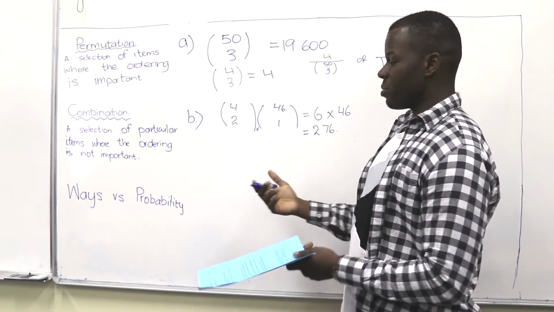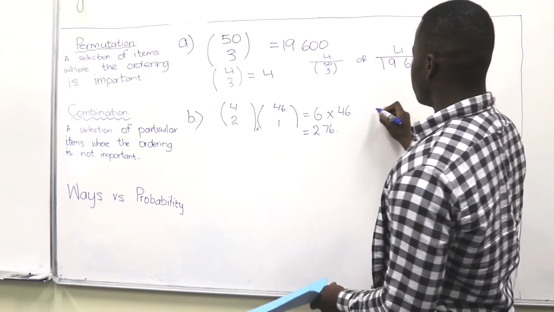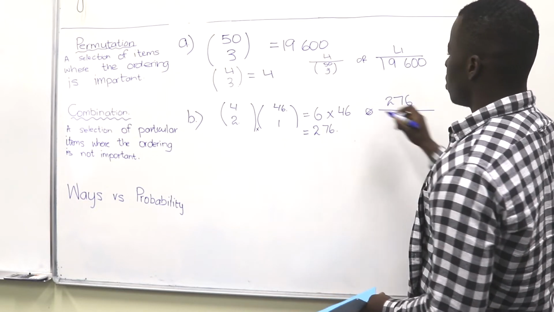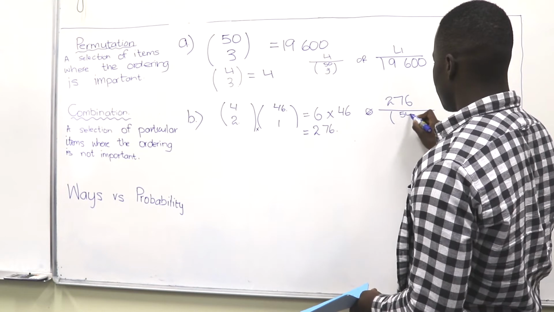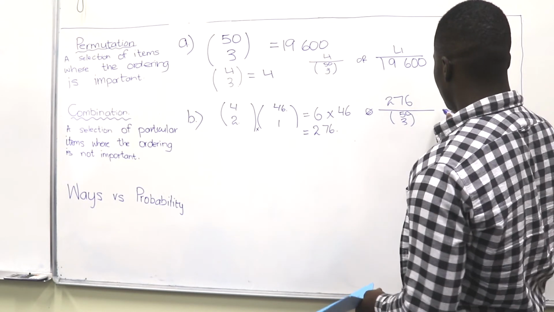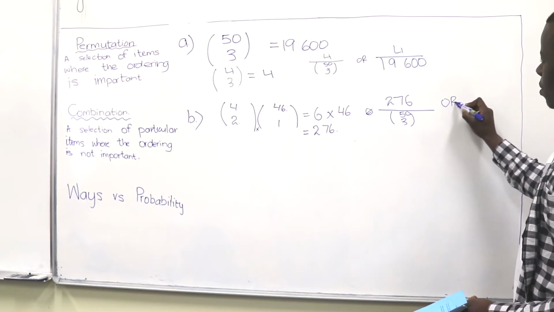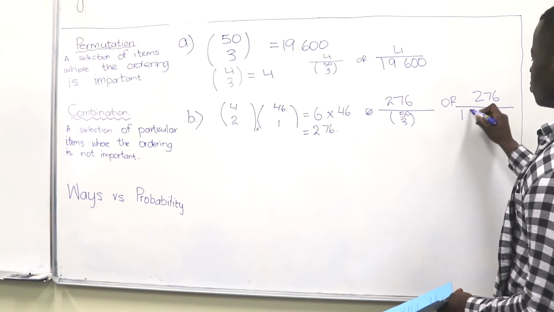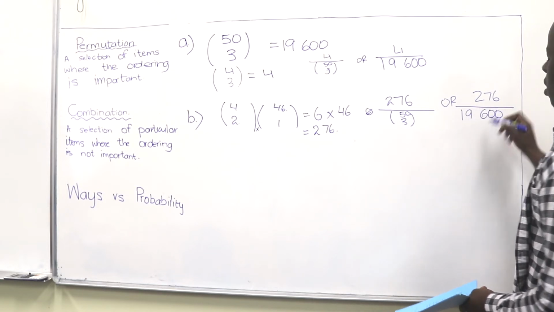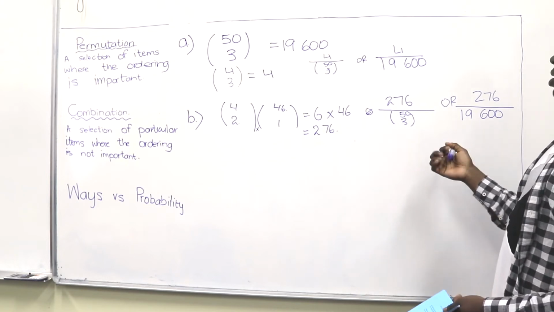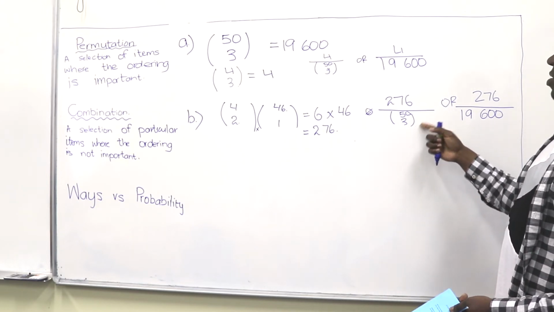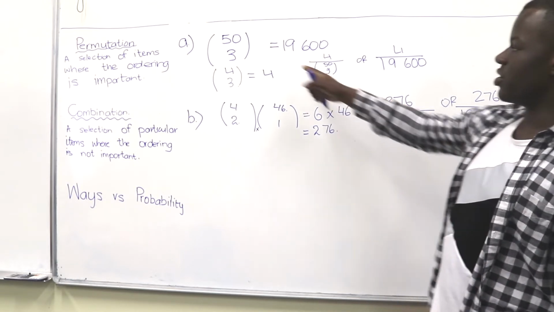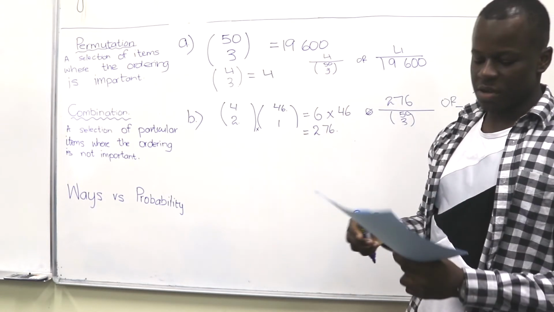But again, if they ask you for the probability, all you have to do is go 276 over 50 choose 3, or 276 over 19,600. You can do whichever way you feel comfortable with. It's just that in the book you might see it done this way, and then you might not understand why I'm putting it over 19,600. But just remember that this is just that calculated, if that makes sense.